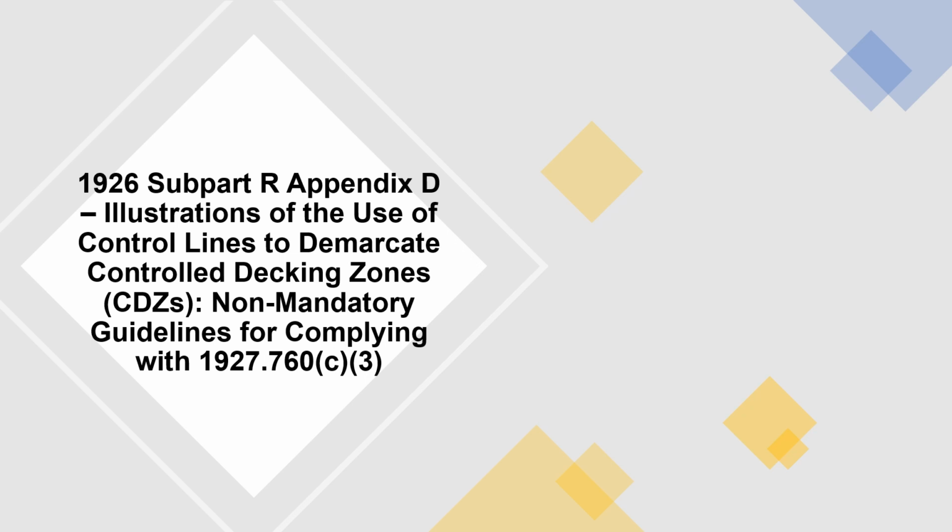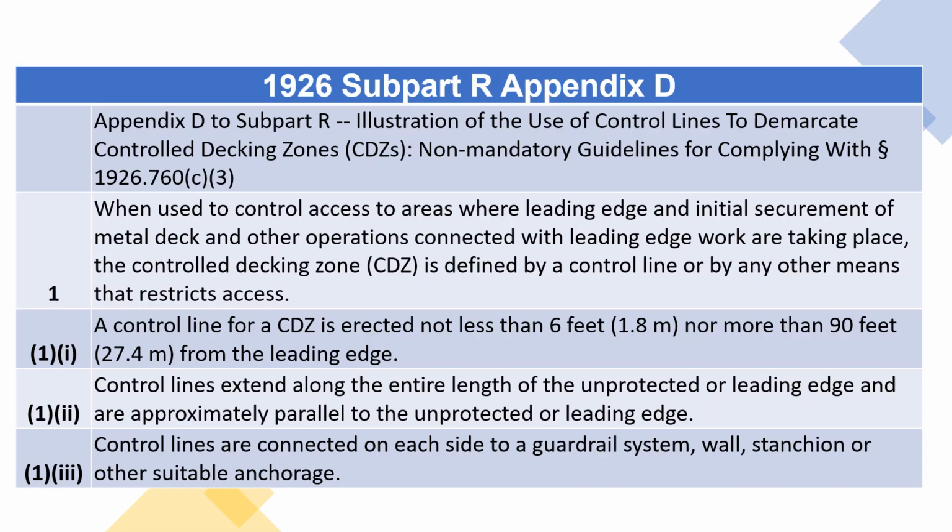Non-mandatory guidelines for complying with 1926.760 C3. Appendix D to Subpart R. Illustration of the use of control lines to demarcate controlled decking zones, CDZs. Non-mandatory guidelines for complying with Section 1926.760 C3. 1. When used to control access to areas where leading edge and initial securement of metal deck and other operations connected with leading edge work are taking place, the controlled decking zone, CDZ, is defined by a control line or by any other means that restricts access.